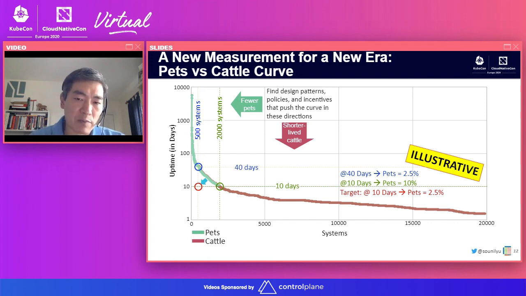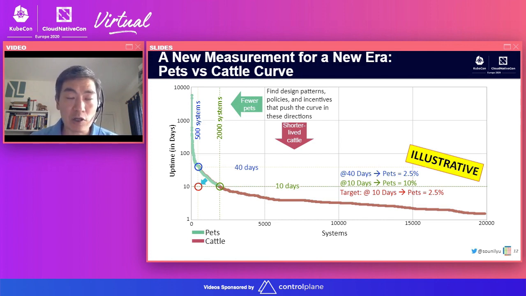And one thing about this particular curve is that I think it provides a great way to represent a quality like resiliency. So resiliency is an emergent property, and it's hard to measure directly. But one can argue that the shape of this curve is a representation of resiliency.